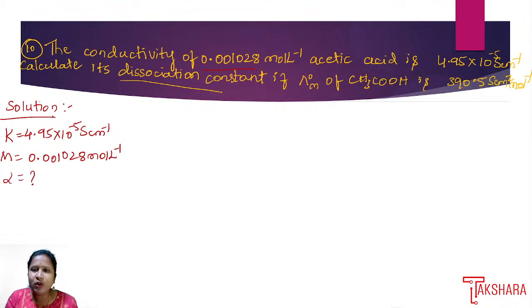If lambda naught m of acetic acid is given, the molar conductivity of acetic acid at infinite dilution, that is 390.5 Siemens centimeter square per mole, they have given us the value.